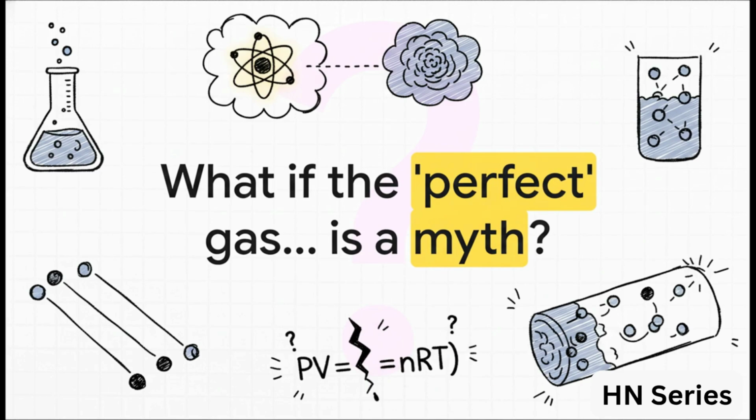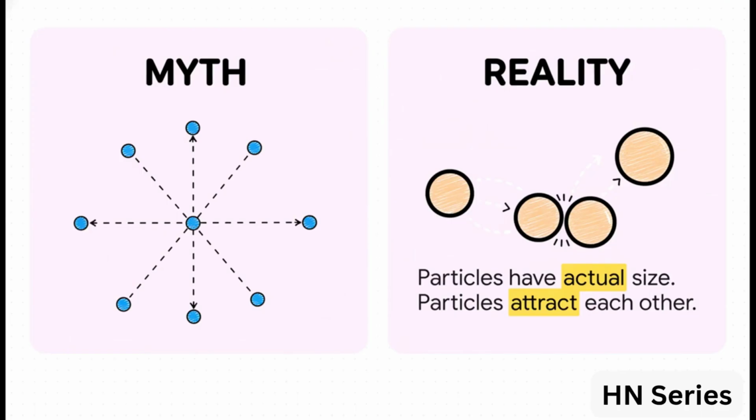Science is always talking about ideal this and perfect that, especially ideal gases. But what if that whole concept is just a myth, a really convenient simplification we made up just to make the math a little easier? Well, it turns out the ideal gas law really is built on these two elegant but totally flawed assumptions.